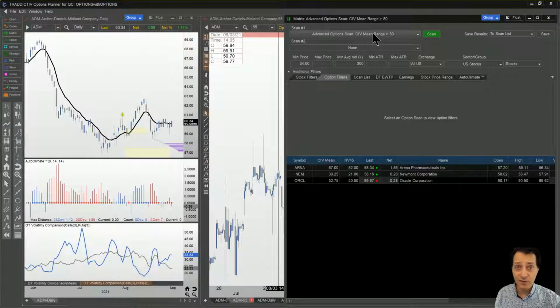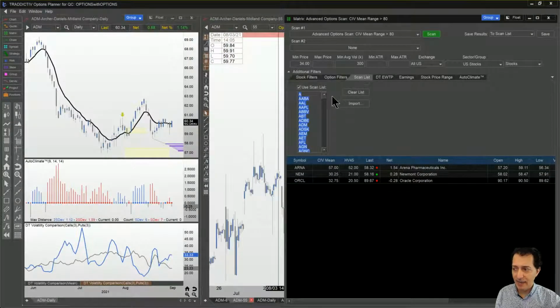Therefore, I'm scanning for stocks, not for options, okay? So that options filter is grayed out automatically because I didn't select options. Step 3 is my scan list, okay?